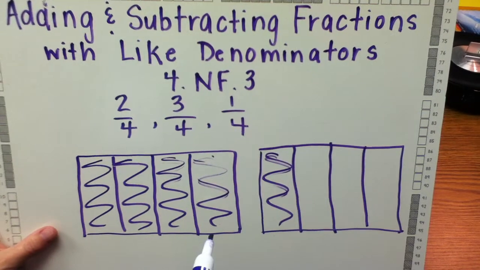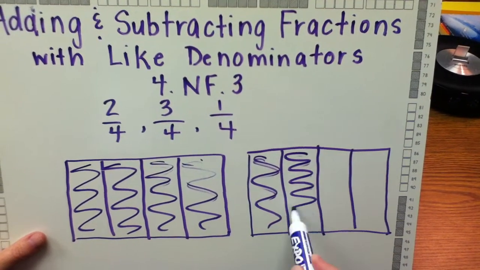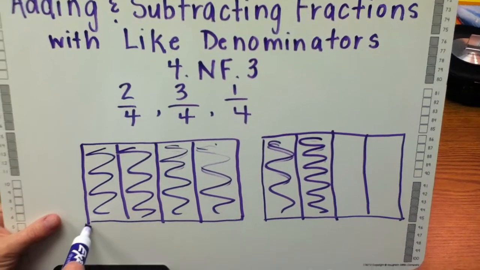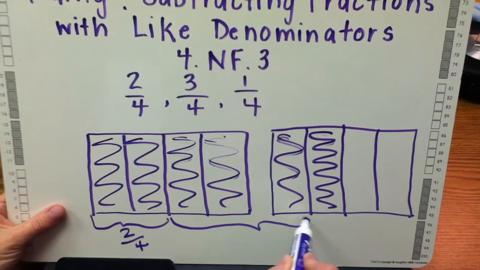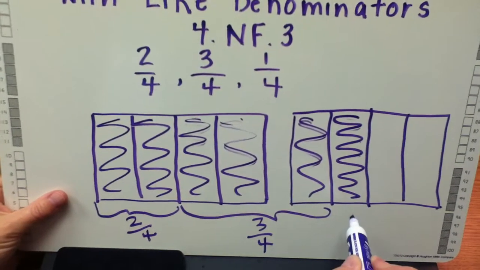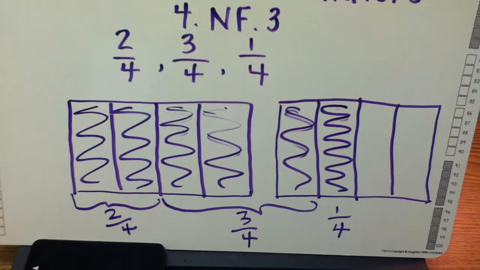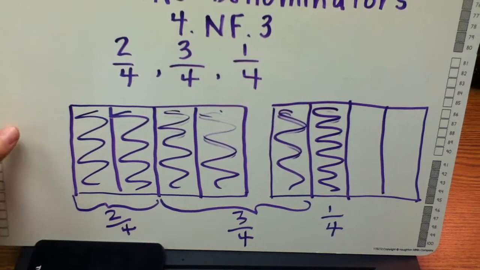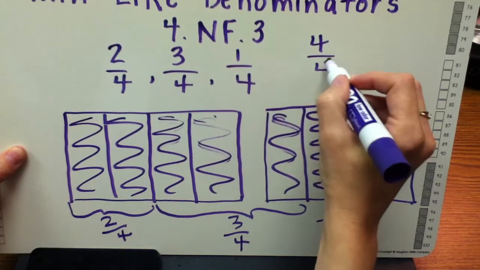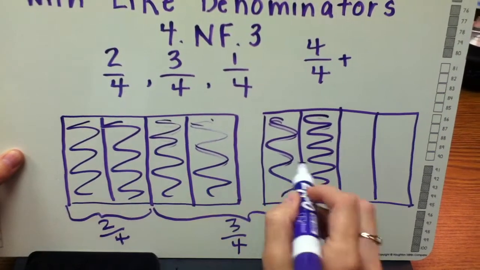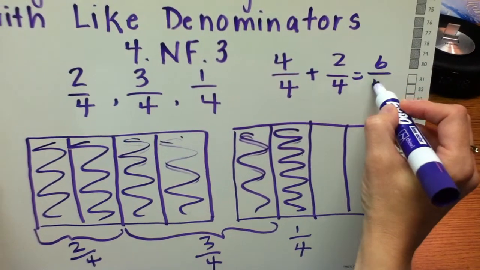So I have 1, 2, 3/4. And then I have another fourth of cup of oil. And so that's here. So I have shown that with the 2/4, the 3/4, and the 1/4. And so the amount of liquid needed for this is 4/4, which is here, plus 2/4, which is 6/4.